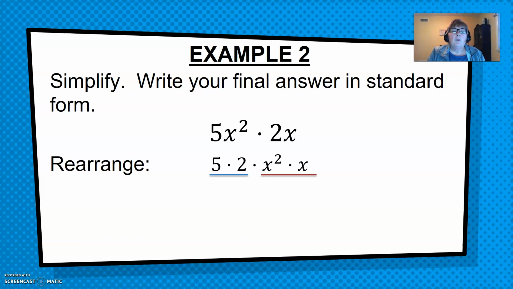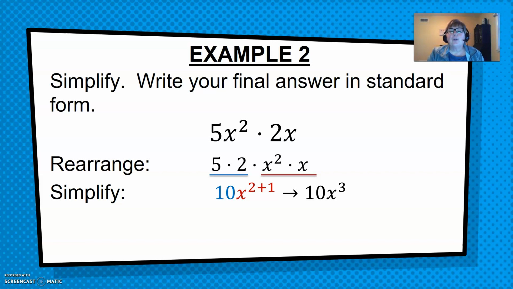So that's important when we go to add our exponents. So I'm going to multiply the things together that I can. 5 times 2 is 10, and I get x to the 2 plus 1 because that x term has a 1. And so that gives me 10x to the third.